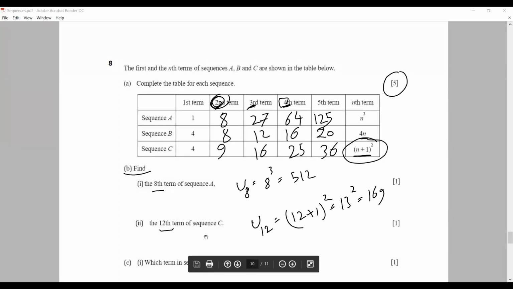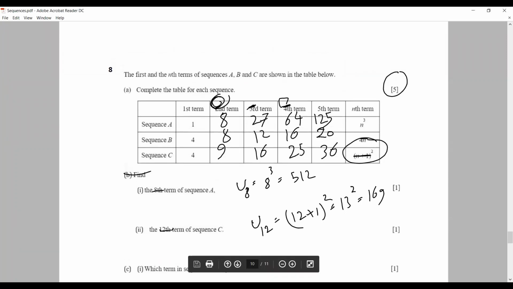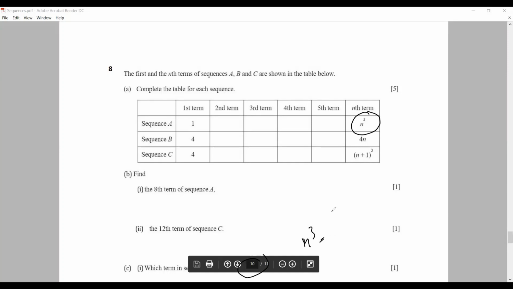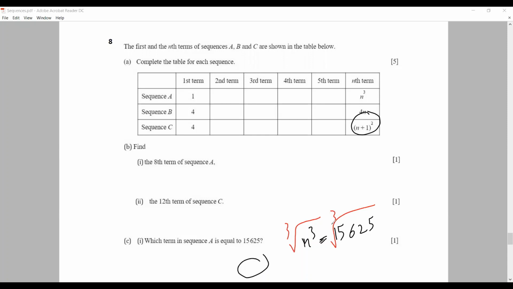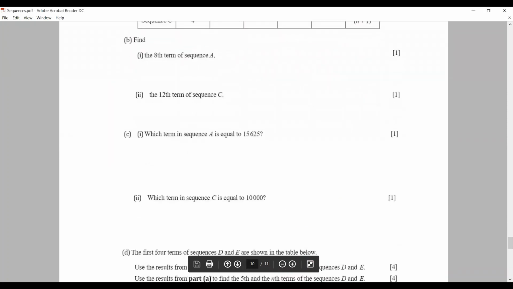Which term in sequence A is equal to 15,625? In A, which is n cubed. So this number, we put it equal to n cubed and see what it gives us, 15,625. Take the cube root from both sides. So for that, I need my calculator. The answer is 25, right? Okay, moving on to the next question.